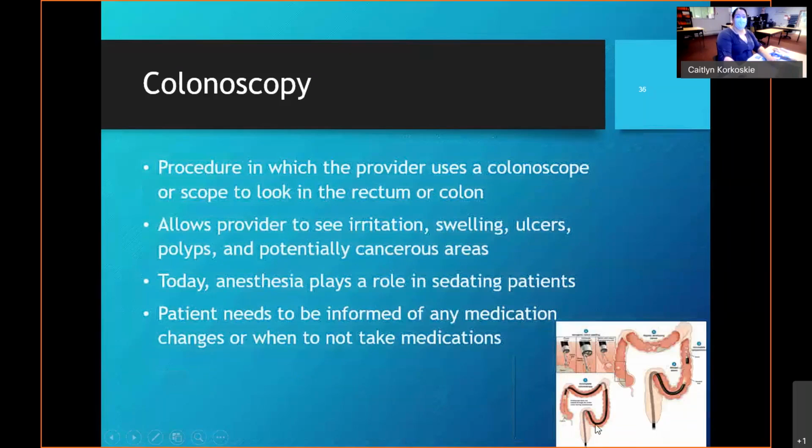So they'll go in and kind of snake through their intestines and see if they have any polyps or anything. They can see them there, and if they see any polyps, they'll usually go ahead and remove them and then send them out to microbiology to be tested to see if they're cancerous or not.